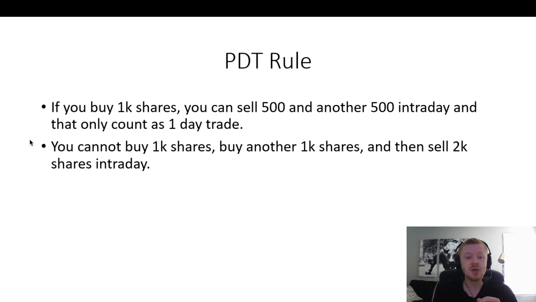Another example is you cannot buy 1,000 shares, buy another 1,000 shares, and then sell 2,000 shares intraday. You can only scale out from the first example. So if you buy 1,000, you can scale out 500 and sell another 500, because that's opening and closing one trade. And I have message support about this because I was confused about this at first too. The reason you cannot do this is because you're not only opening one position and closing on that. What you're doing is opening up 2 intraday trades and closing on both of those. That will count as 2 day trades.